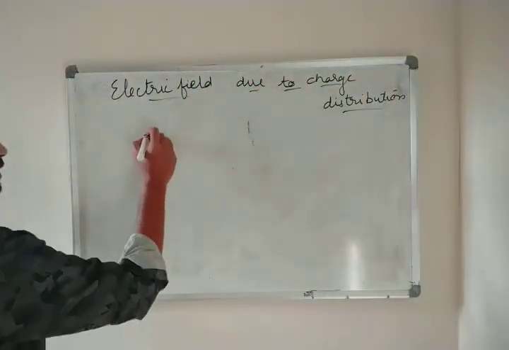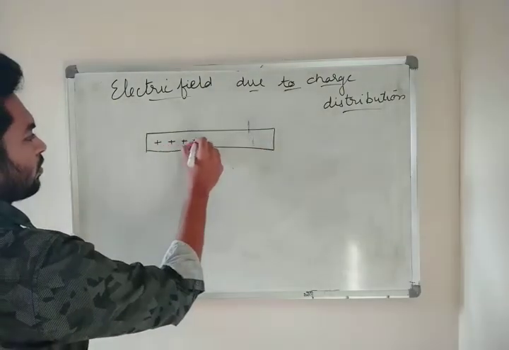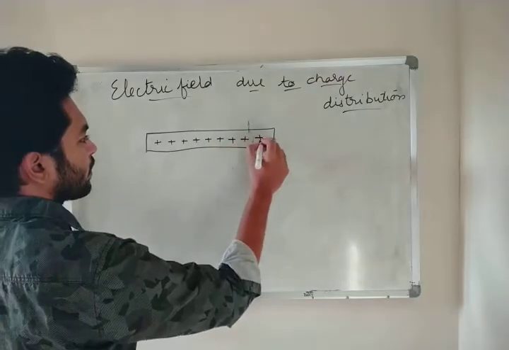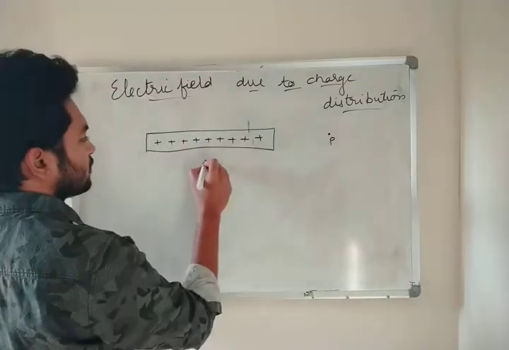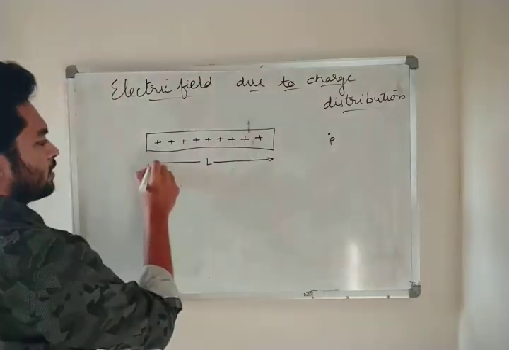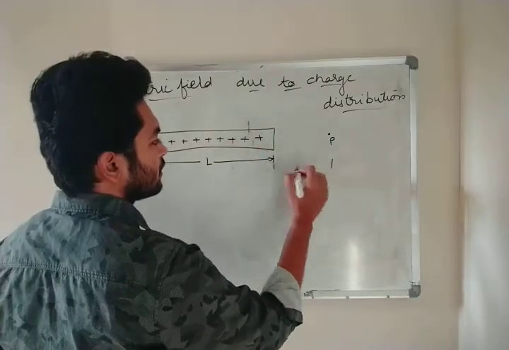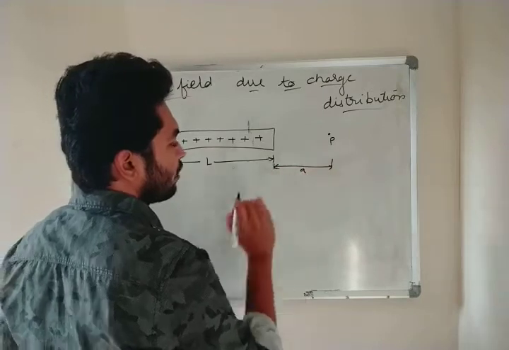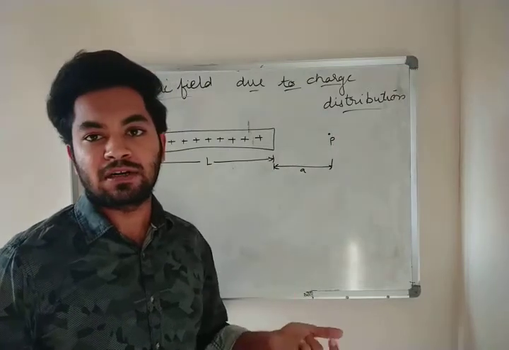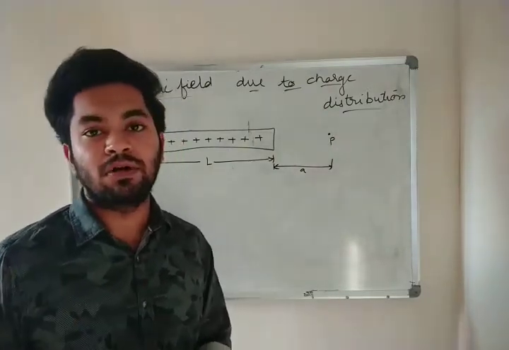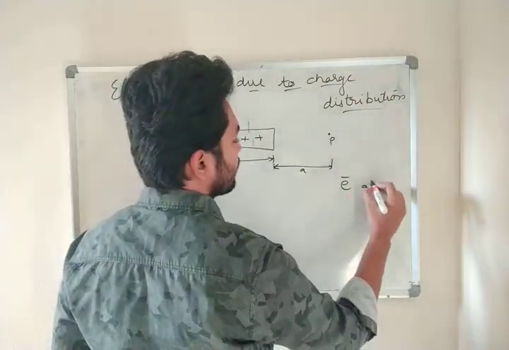Now let us take a rectangular rod which has charge, all positive charges in it. Now I have a point P. The length of this rod is L, capital L, and from the conductor to this point, the distance is A. Now the question is, how do you find the electric field at P? Magnitude of electric field at P, we also call this magnitude of electric field as intensity.